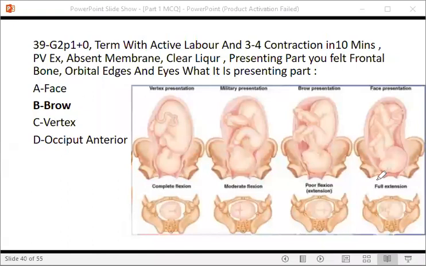لكن اللي ابغاكم تعرفون انه most of the brow presentations won't stay the same. Either it will go for face presentation or end up in vertex presentation, because the head is movable at that area and it can change significantly. Okay, let's go to the next.